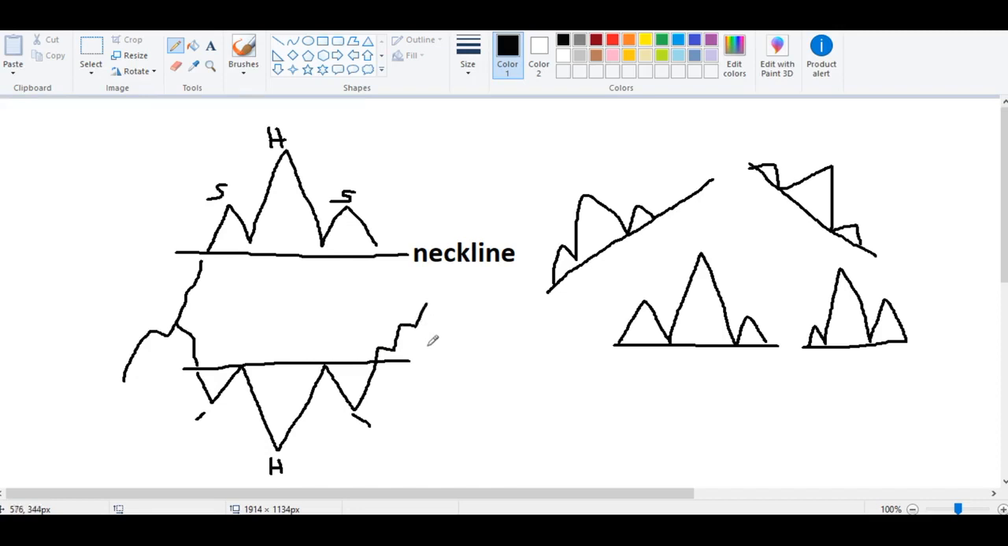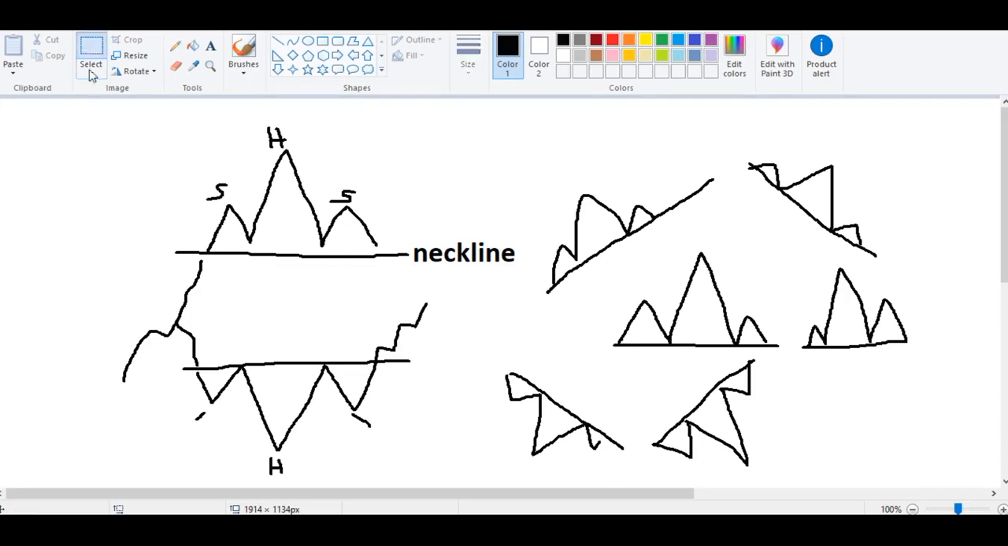Okay, and this pattern can also be formed on a downsloping trend line and an upsloping trend line like this. Right? So these are the various ways a head and shoulders or inverted head and shoulders can look on a chart. We'll be seeing many examples in just a bit, but this is primarily what the pattern looks like.